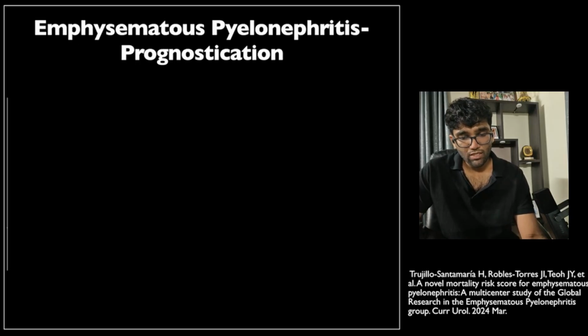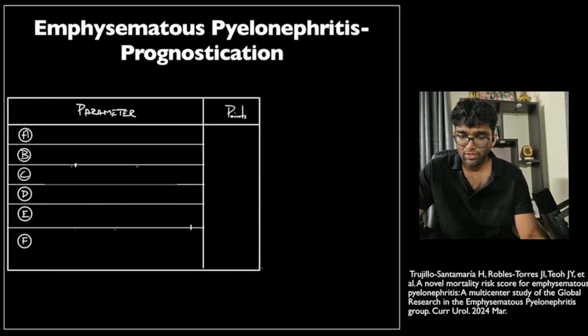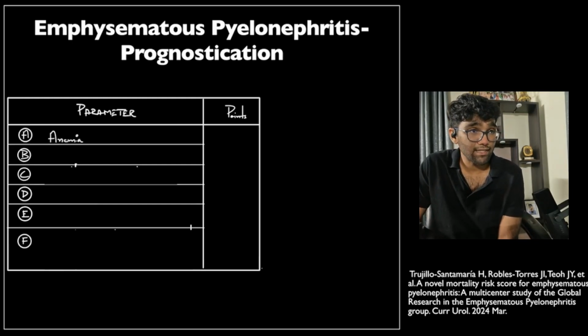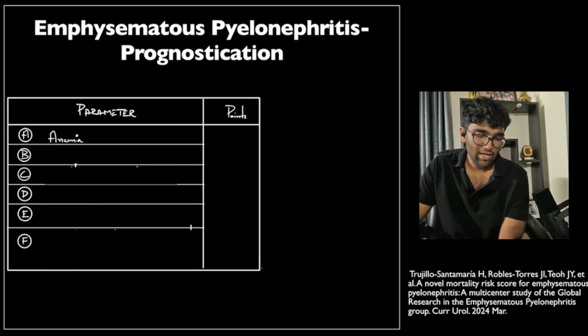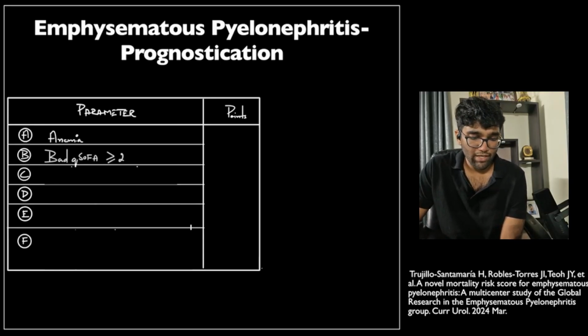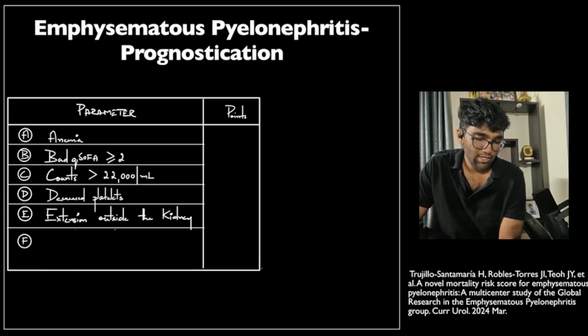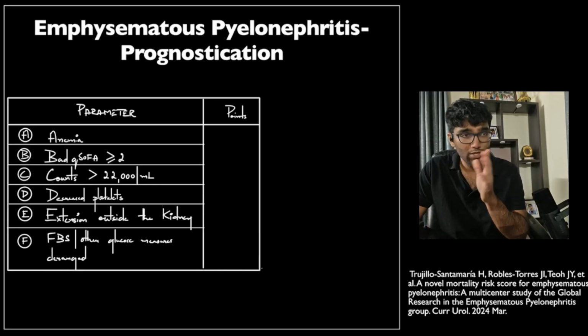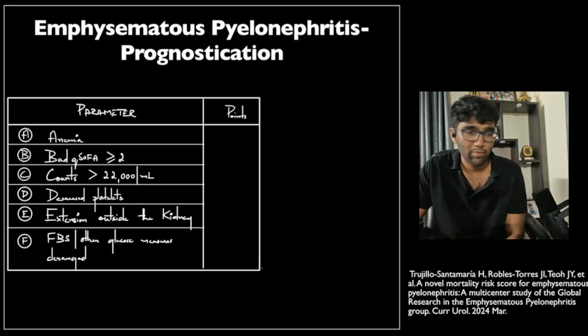Now, there is a novel mortality score that was recently proposed based on a longitudinal study, which I would want to highlight, because it helps us clinically in internal medicine. I use a mnemonic ABCDEF for it. A stands for anemia, B for bad qSOFA score, C for counts, that is total counts more than 22,000, D for decreased platelets, E for extension outside the kidney, and F for fasting blood sugar or other glucose measurements being deranged. So even during the acute episode, the level of glucose derangement becomes important.